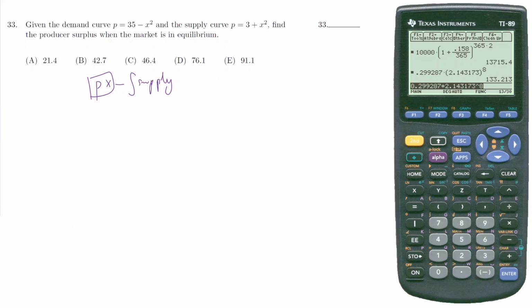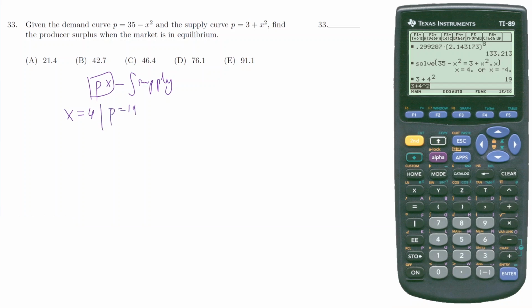To find the point of equilibrium, I have to do the solve function. 35 minus x squared equals 3 plus x squared, comma x. Boom. So I got x equal 4. Now I have to find the p. In order to find the p, I plug it into, say, the supply curve. So it's 3 plus 4 squared. I got 19. So my p is 19.